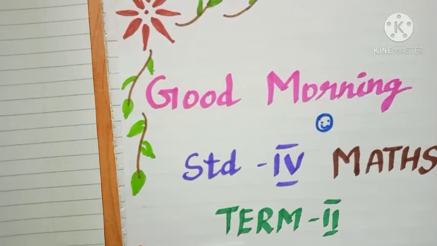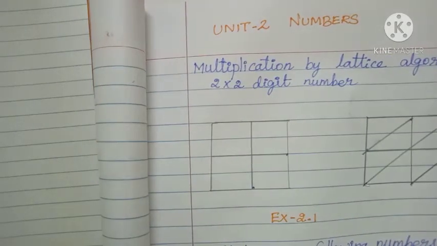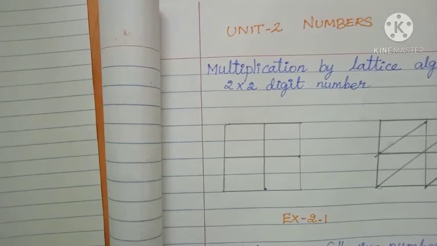Unit 1 is geometry. Geometry is completed. This one, unit 2, is numbers. Numbers is used here in term 2 for multiplication. Multiplication you already know how to do with the standard algorithm, but here the lattice algorithm is given first. Unit 2 numbers, multiplication using the lattice algorithm.